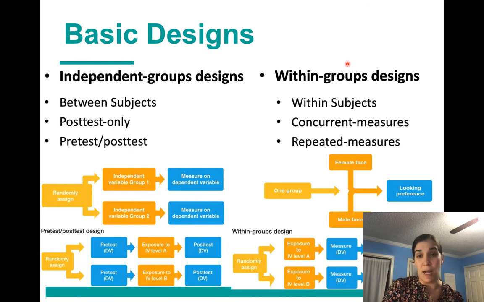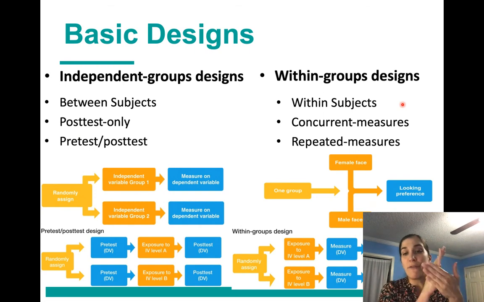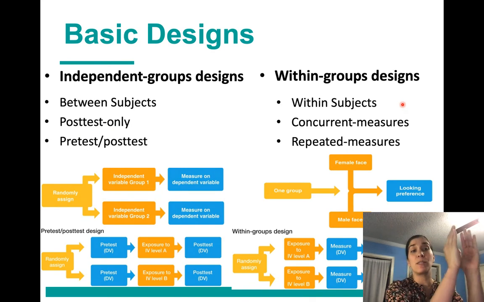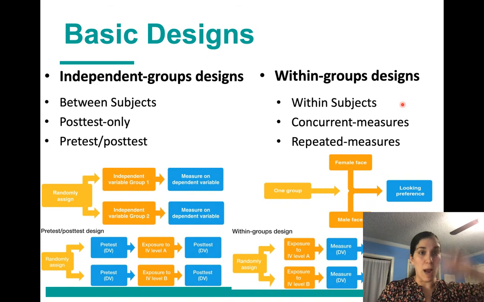A within groups design, also called within subjects, is where all your participants are exposed to every level of your independent variable. Okay, so this is very different. In independent groups design, you have two groups, and any one participant only is exposed to one level of your independent variable. And this is the main difference between them. In independent groups design or between subjects design, one participant is only ever exposed to one level of your independent variable. In a within groups design, any one participant is exposed to every level of your independent variable.